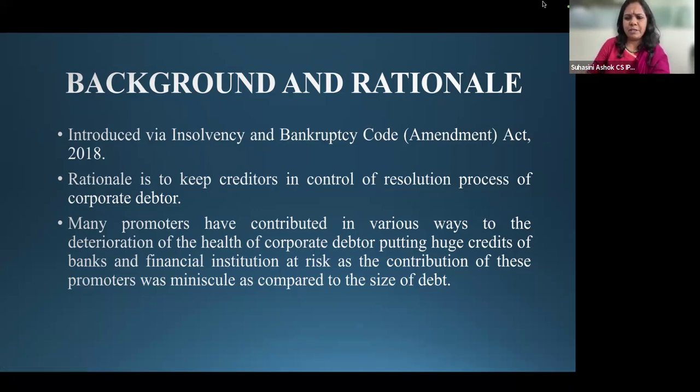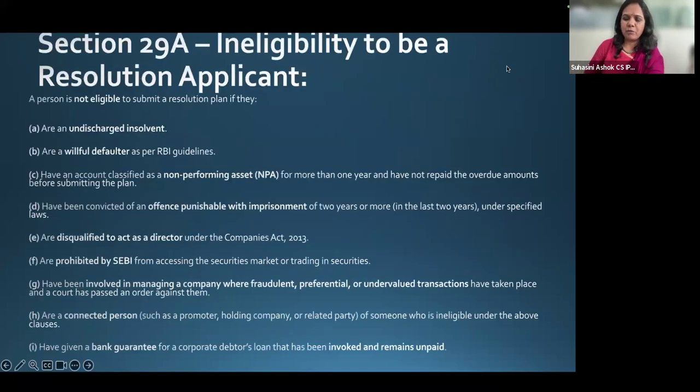So what is the main object of the introduction of Section 29A? It was inserted through an ordinance in 2017, which later became an amendment in 2018. This is a critical amendment which came into effect from November 23, 2017. This has mainly addressed a critical loophole.